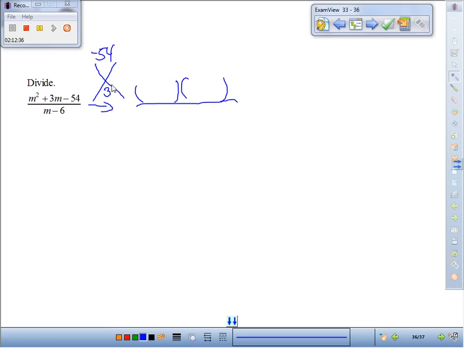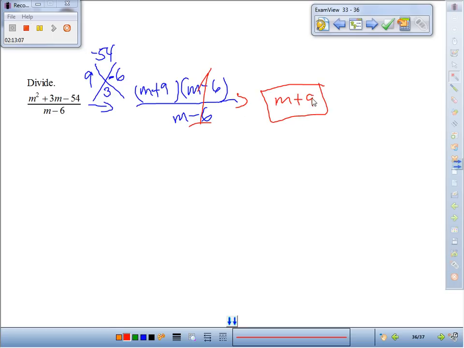Think about it. Factors of 54. Let's see. 9 times 6, that's 54. One of them has to be a negative, therefore, negative 6. So this is m plus 9, m minus 6. And what's our denominator? M minus 6. Do you see the giant 1? M plus 9. Hands up if you got that by yourself. Okay.